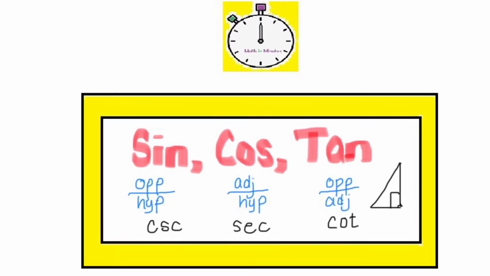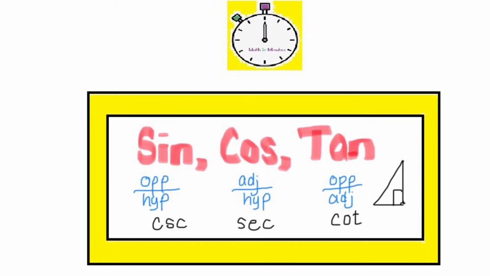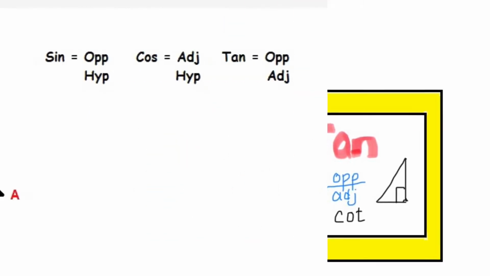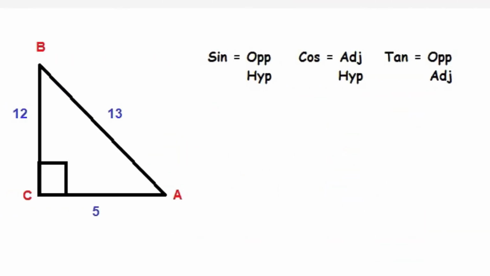This video is on sine, cosine, and tangent. In this video, we're going to look at the trig ratios sine, cosine, and tangent. The ratio for sine is the opposite over the hypotenuse. The ratio for cosine is adjacent over hypotenuse. And the ratio for tangent is opposite over adjacent.